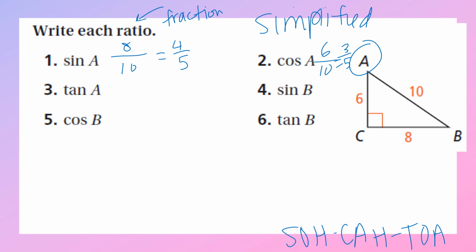Tangent of A is opposite over adjacent. Opposite is 8, adjacent is 6. So you'll simplify that, divide both the top and the bottom by 2, and you get 4 over 3.